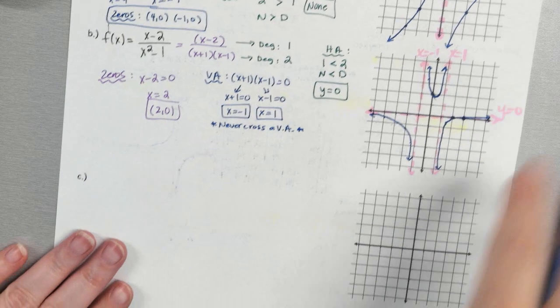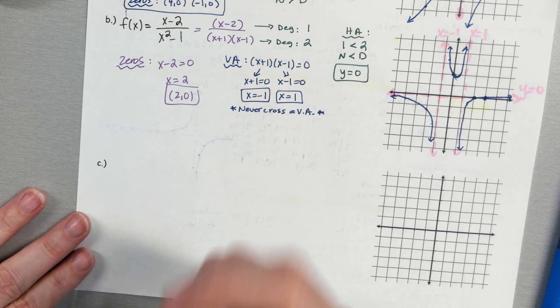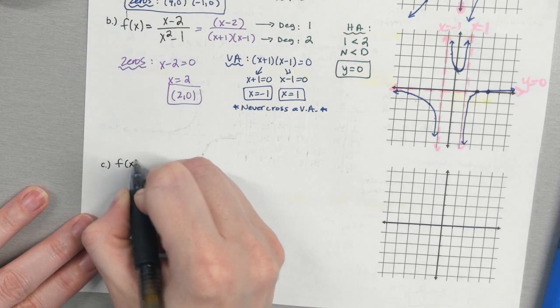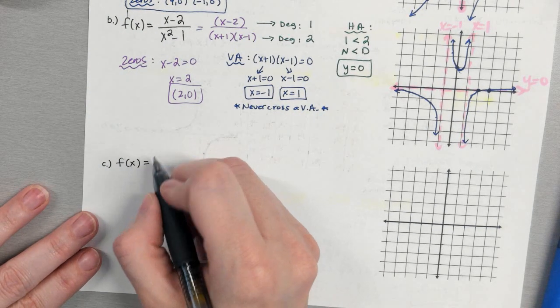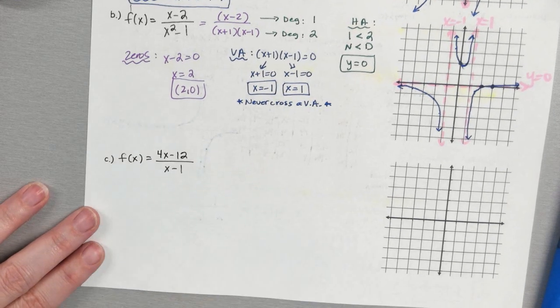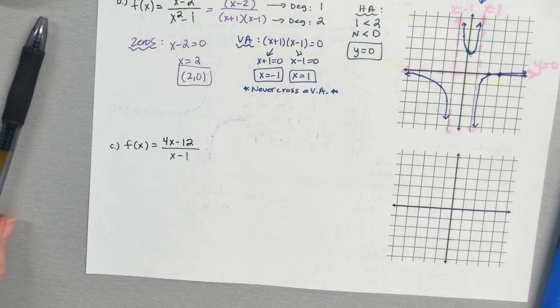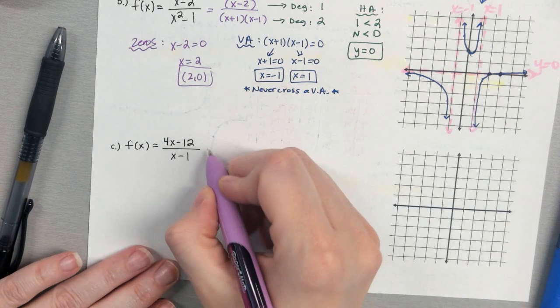Okay, and then the last one, we'll definitely get to how to find your asymptotes and see what their graph looks like. So you have 4x minus 12 over x minus 1. So I told you the first thing you always want to do is factor.